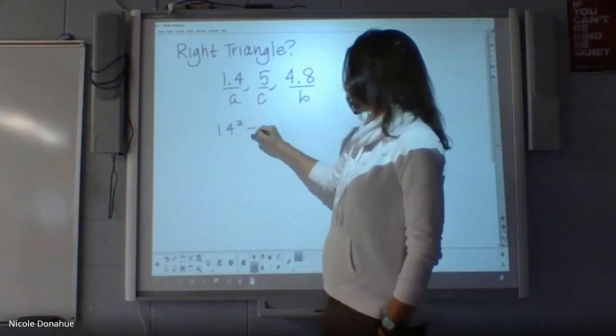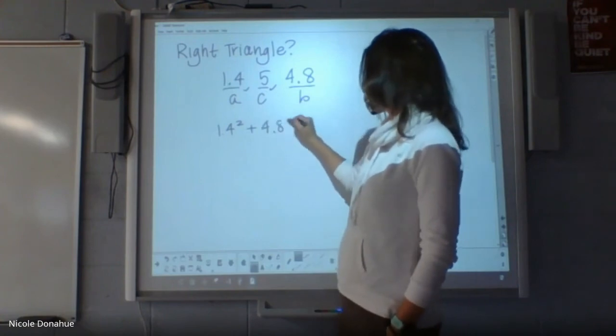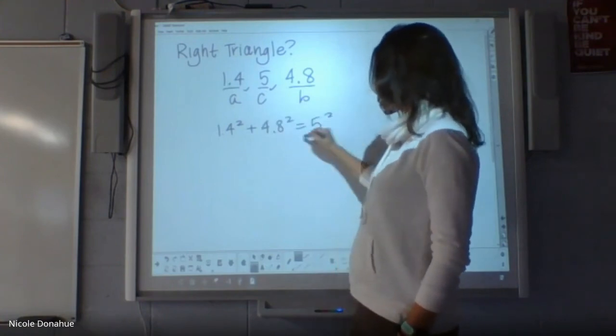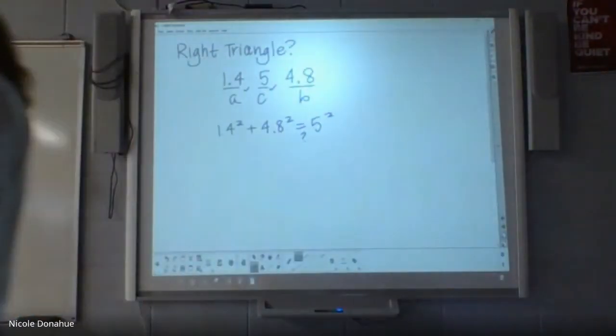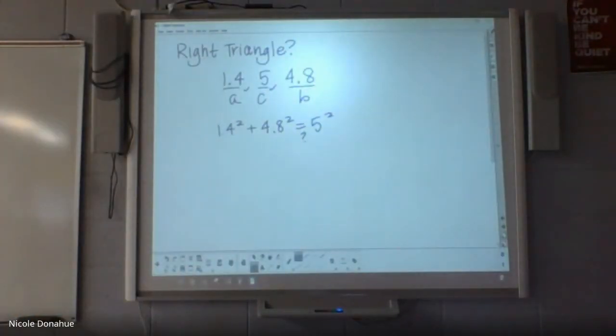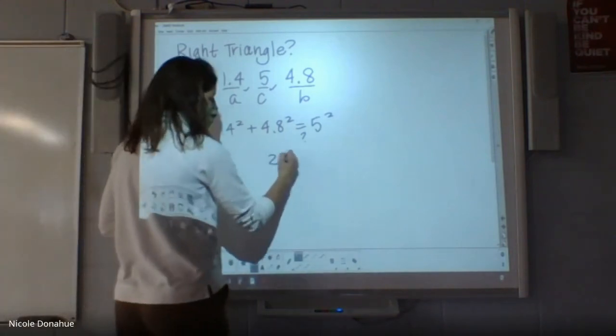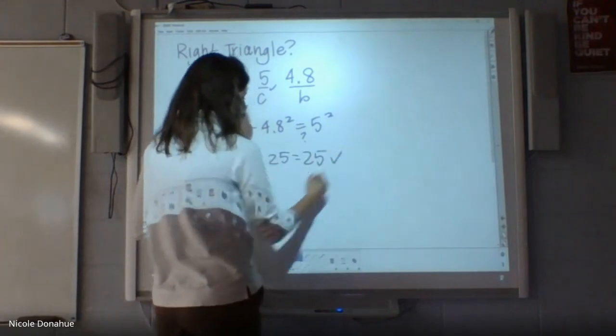So 1.4 squared plus 4.8 squared, does that equal 5 squared? Putting those in, remember you're squaring first and then you're adding. Please don't do much rounding. When you do 1.4 squared, don't round it off. So it ends up equaling 25. So it is a right triangle, so yes.